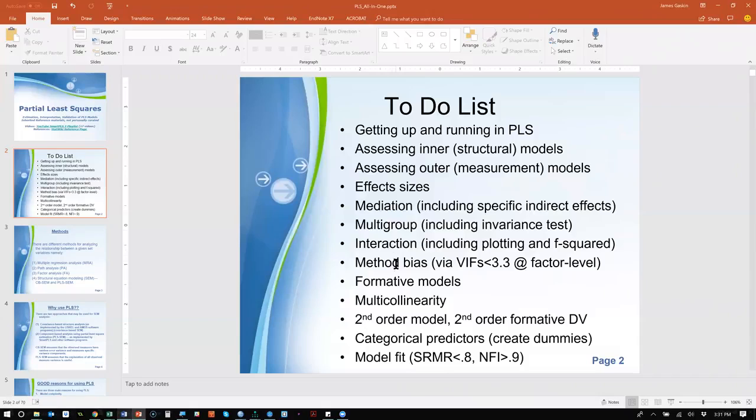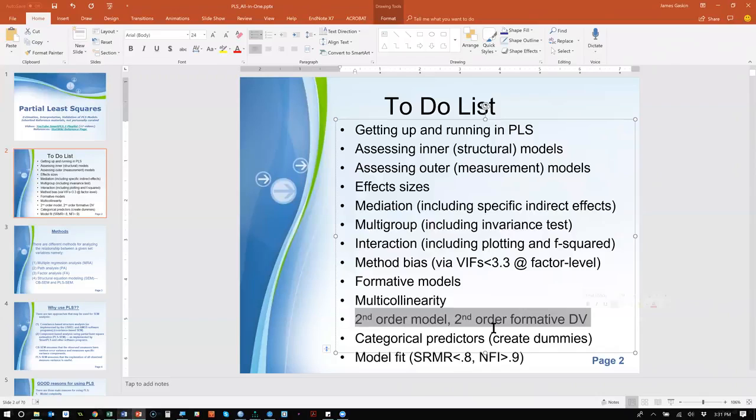Interaction we did, multi-group we did, method bias we did, formative models we did, multicollinearity, yes. We didn't do second order models. I can show you that real quick. Categorical predictors. I'm not real chuffed about that. And model fit we did. So it's really just second order models. And then we're done.